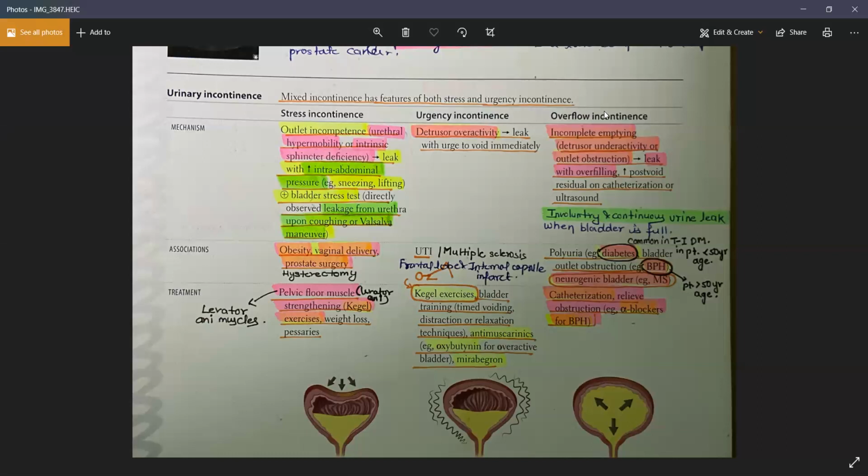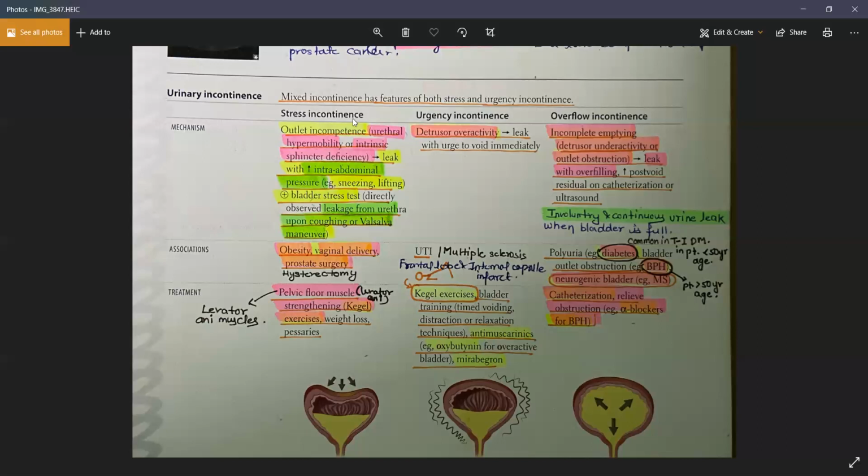In the overflow incontinence, this incontinence is happening because of overfilling of the urinary bladder, and as a result of this overflowing, you cannot micturate properly. You will have an incomplete voiding of the urine from the bladder, and as a result, you will have an overflow, and you will have a continuous dribbling of the urine throughout the day. It is not related to any pressure, any stress. It is not related to any urgency. You have a continuous dribbling of the urine throughout the day. Okay, so let's discuss all of them one by one.